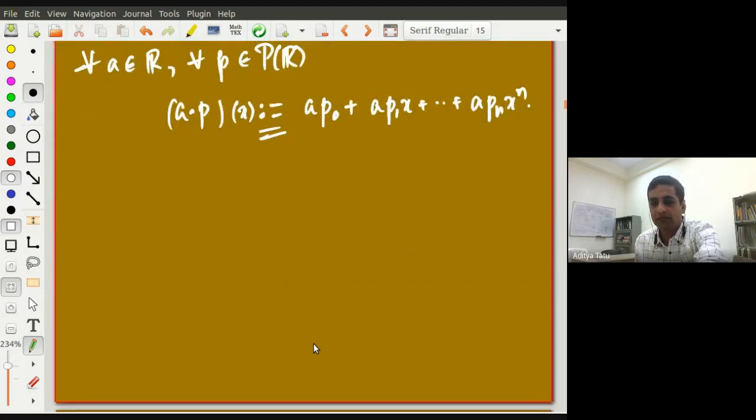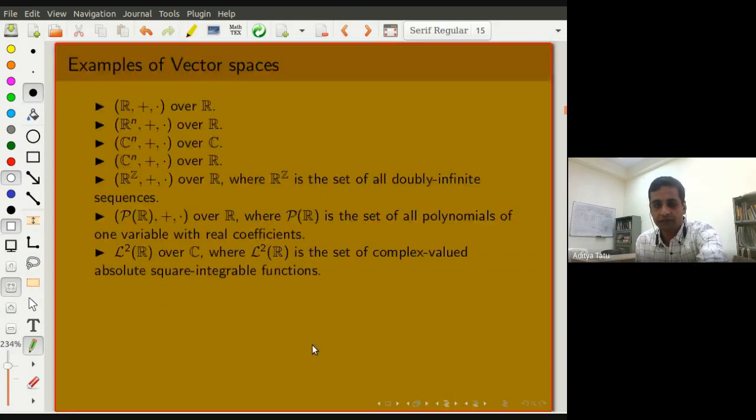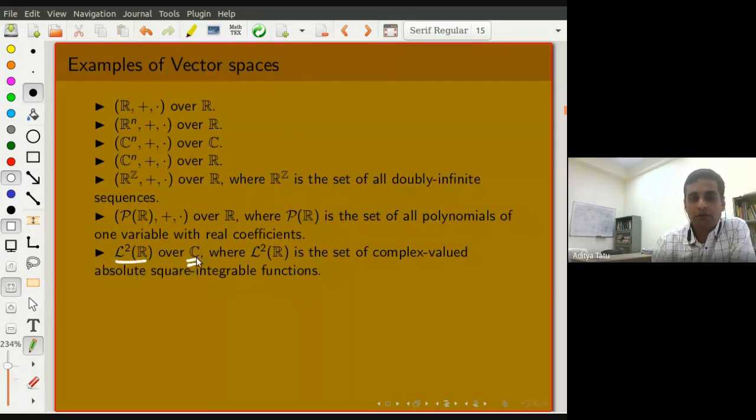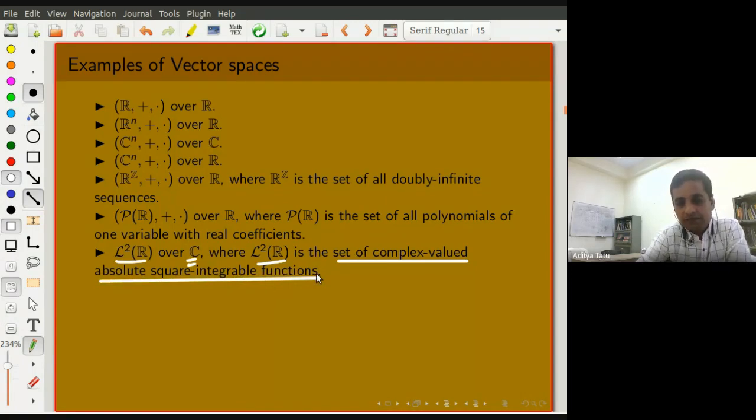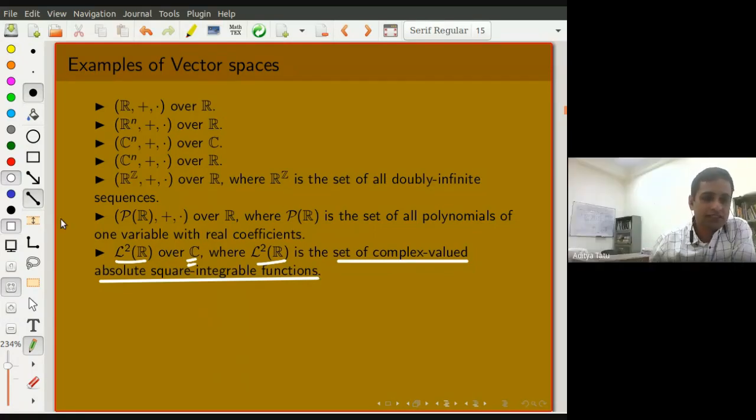Let's look at a couple of examples that you have already hopefully studied. L2(R) over the field of complex numbers. What is L2(R)? It is the set of complex-valued absolute square integrable functions. Have you come across this? No, sir. Oh, that's strange.